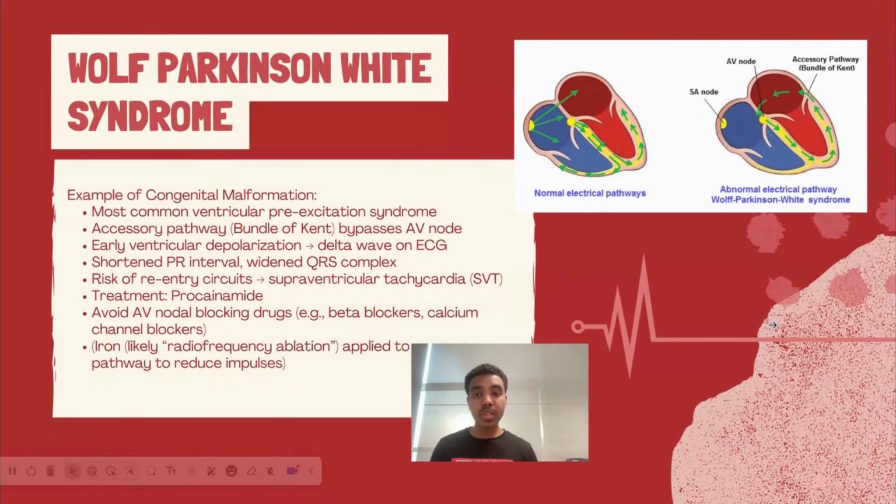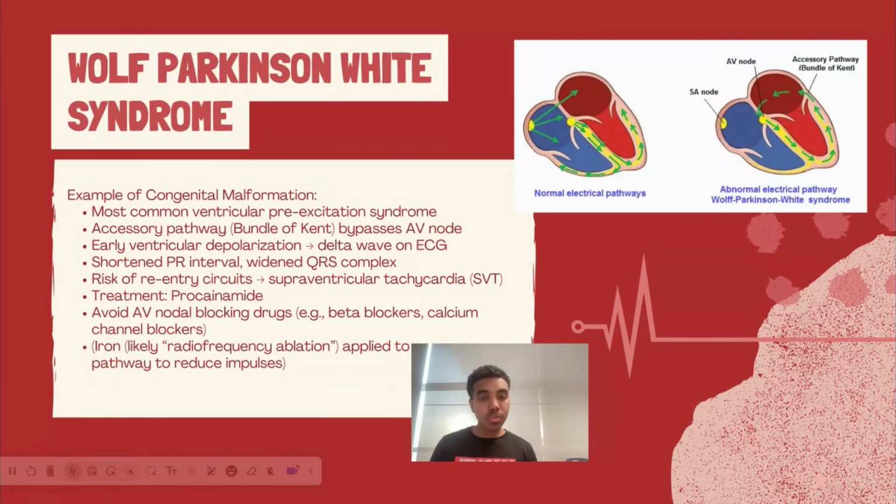Wolff-Parkinson-White syndrome is an example of congenital malformation. People are born with this, and what they have is an accessory pathway which they shouldn't have. The accessory pathway basically allows impulses to go from the ventricles to the atria, and this can set up a re-entry circuit that leads to episodes of rapid supraventricular tachycardia, which can be dangerous.